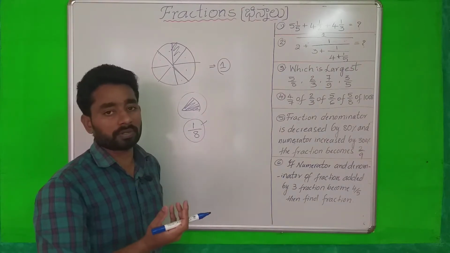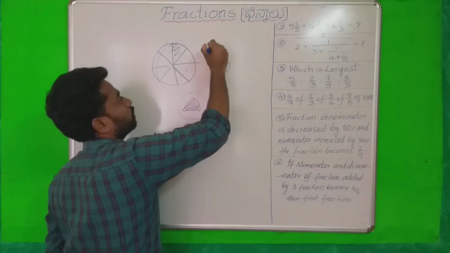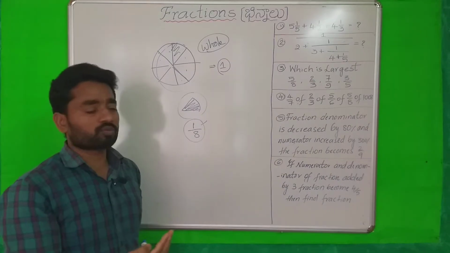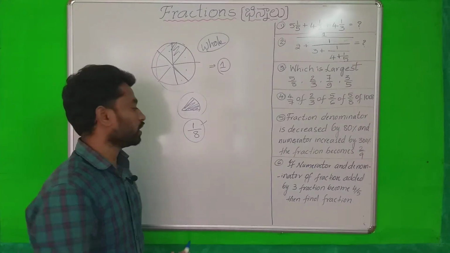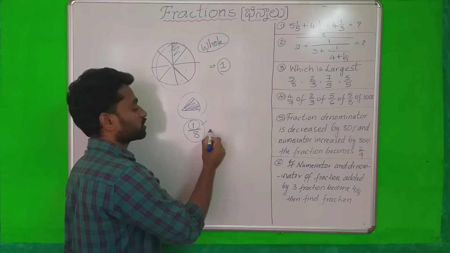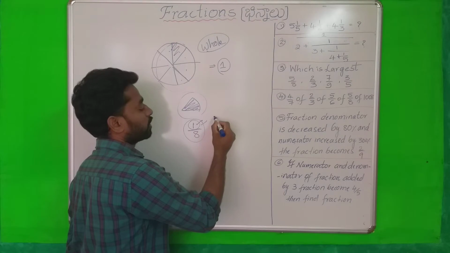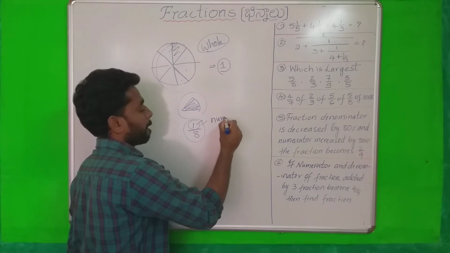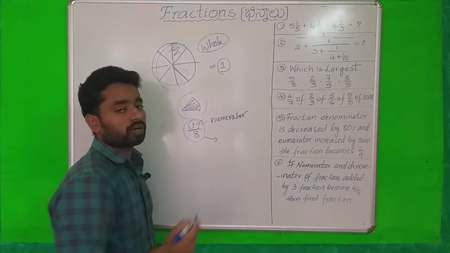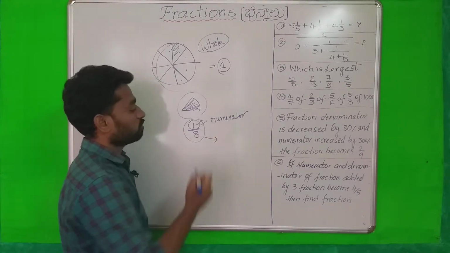What is a fraction? It is a part of a whole. This is the total one, the whole, and if you take any part of it, we call it a fraction. In this fraction, this line is called the vinculum. Above the vinculum we call it the numerator, and below it is called the denominator, lavamu haramu.